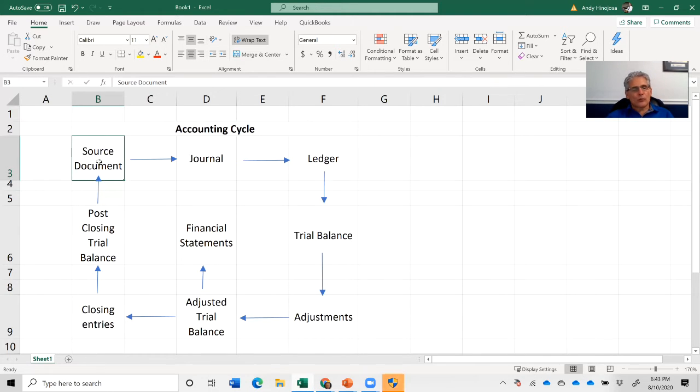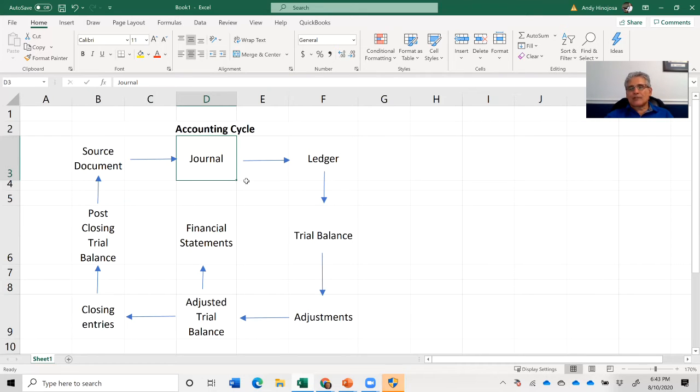Now, the way we record that journal entry is into what we call a book of entry, which is called the journal. And we've already been exposed a little bit to journal entries, but we're going to be exposed to it a lot more over the next week or two. Think of the journal as simply the book of entry. It'll show which accounts are impacted by the transaction and whether there's a debit or credit involved.